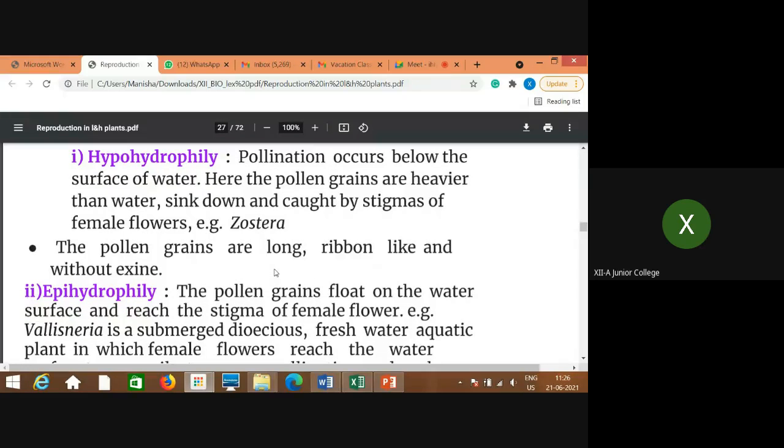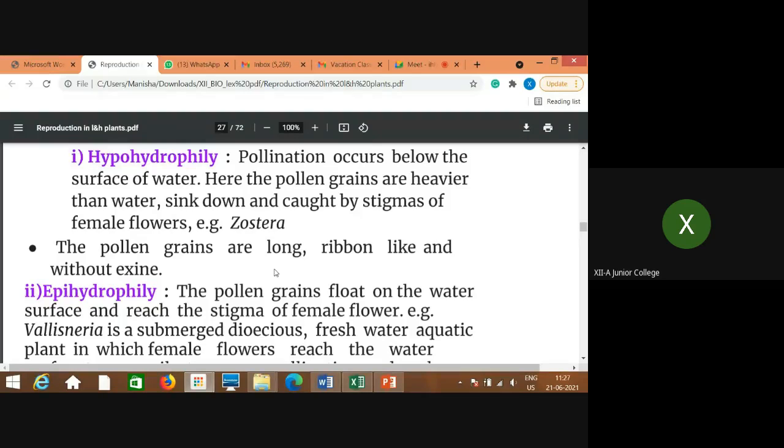When pollination is taking place below the water surface, it is called hypohydrophily. And when pollination by the agency of water is taking place on or above the surface of water, it is called epihydrophily. Very simple to remember. Hypo is below, epi is above. In hypohydrophily, the pollen grains are heavier than water, and that's why they are able to sink down. If pollen grains are lightweight, then they will float on the water.